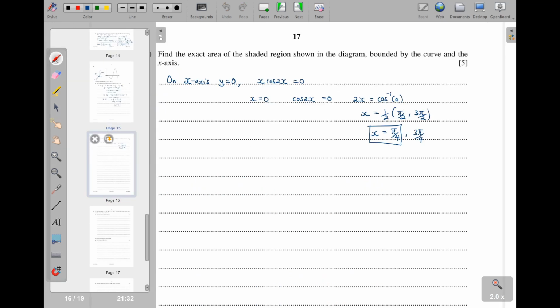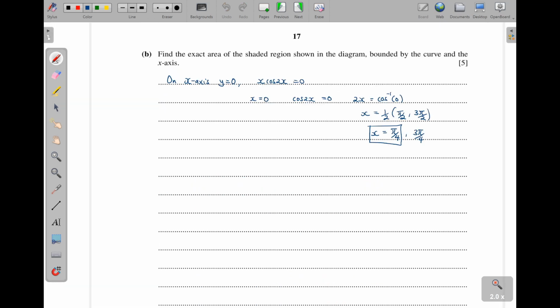Now, you know that when we are finding the area, we integrate. So the shaded area for this case is going to be the integral from 0 to pi over 4. And then we are integrating. The function is x cos of 2x. Now you realize that this is a product of two functions. And when we are integrating a product of two different functions, we use integration by parts.